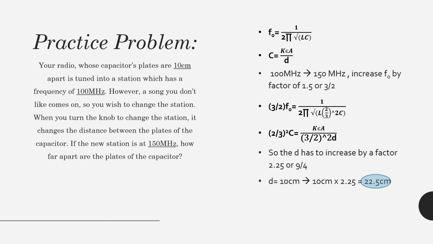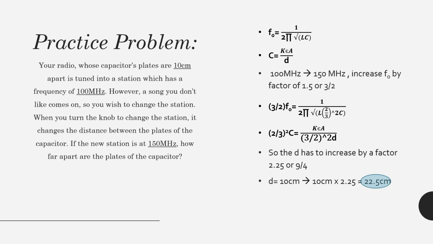So it says our original one is 100 megahertz and we're changing that to 150 megahertz. So that's increasing by a factor of 1.5 or 3 over 2. So that means we're going to take the left side and increase that by 3 over 2. We know that that means that the right side of the equation also has to increase by 3 over 2. But the capacitance is on the bottom of the equation and it's underneath a square root. So that means we're going to have to increase it by a factor of 2/3 squared.